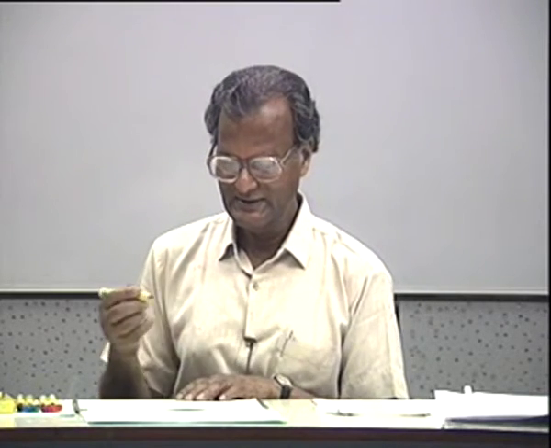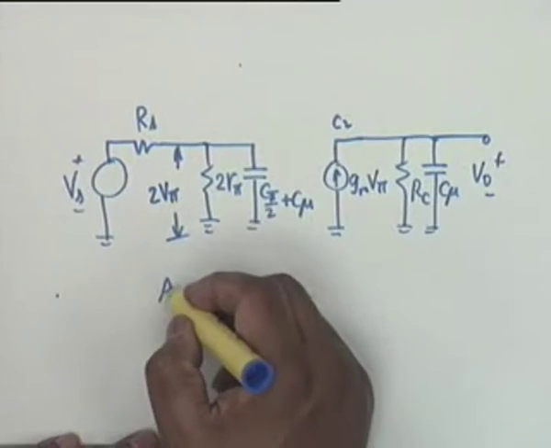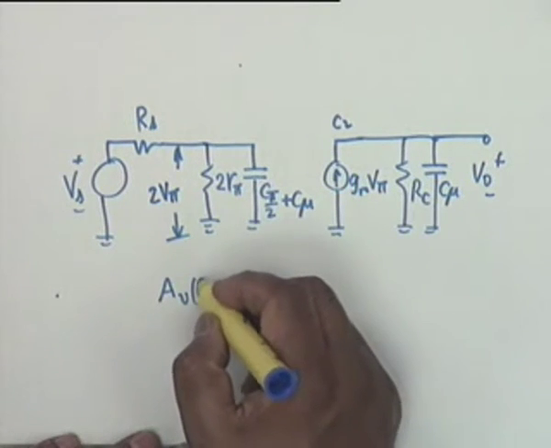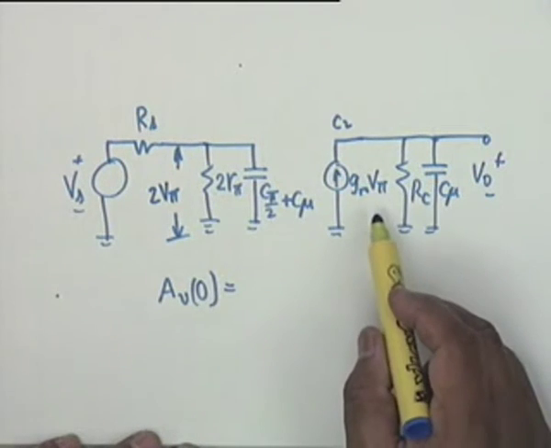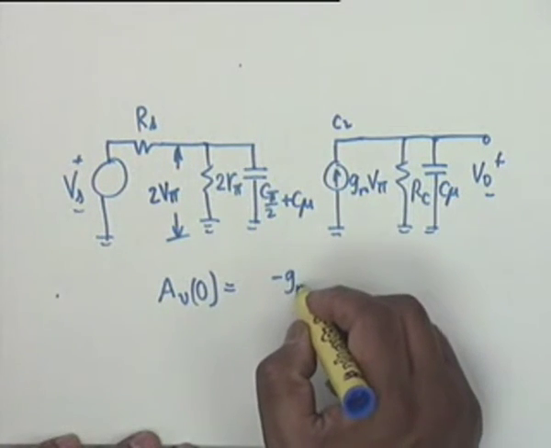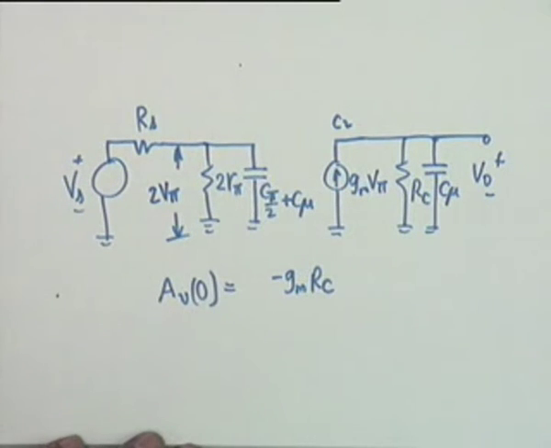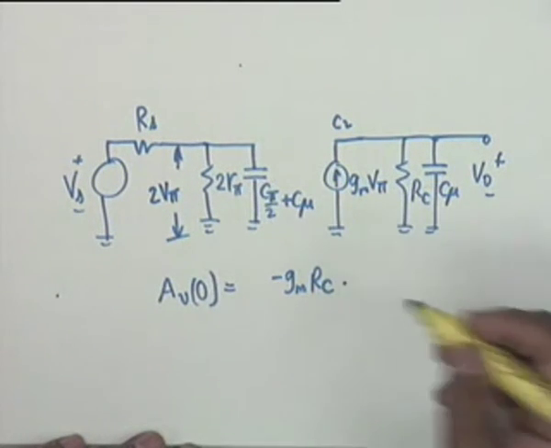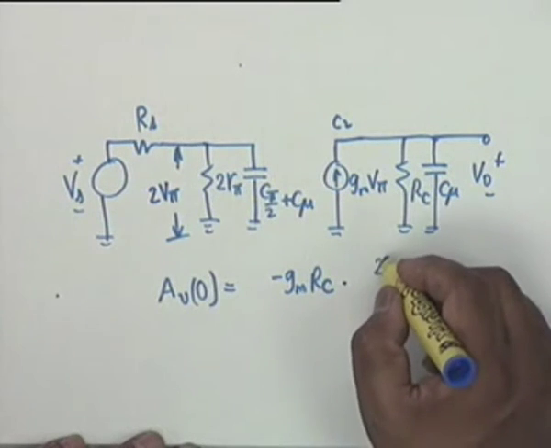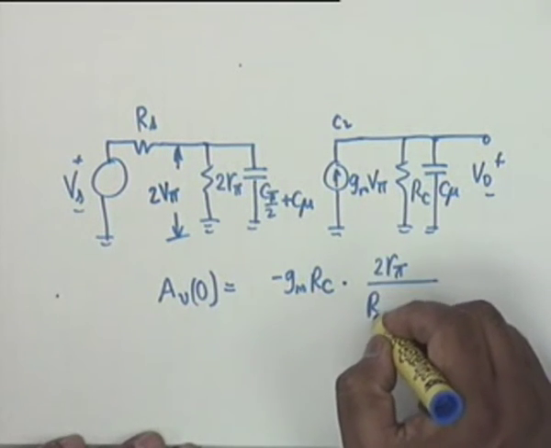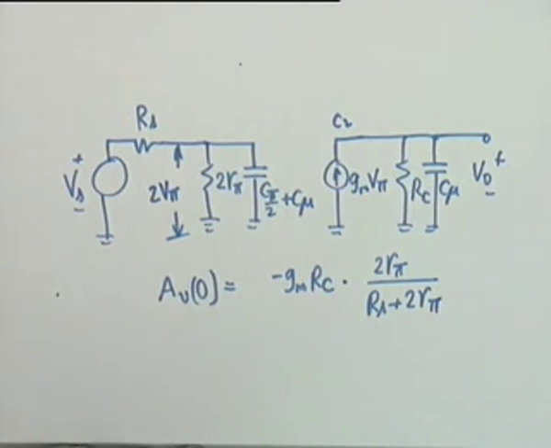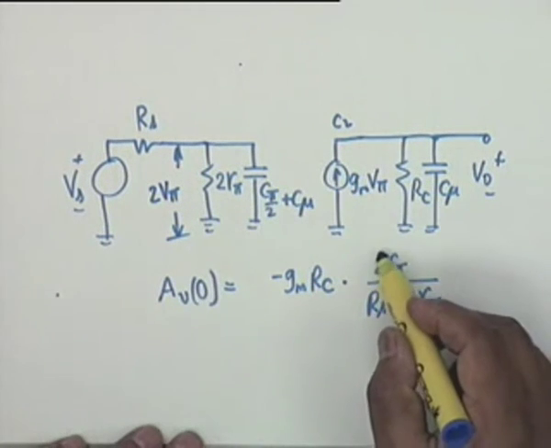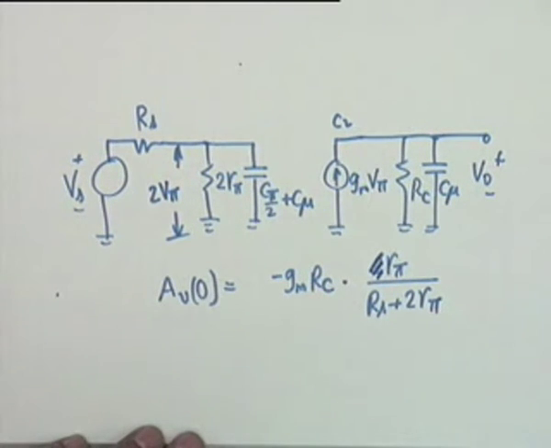Analysis of this circuit is extremely simple. You can easily see that the mid-band gain AV0, can you tell me what the mid-band gain would be? First from here, minus Gm RC, and then 2R pi divided by RS plus 2R pi. We have made a mistake. Half of this. So this 2R pi should go. Is that clear? Why half?